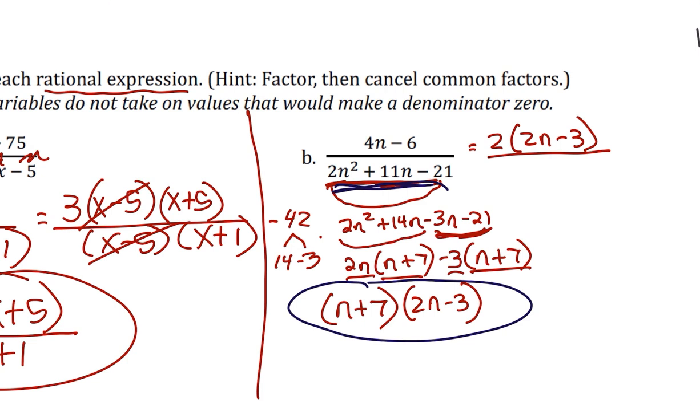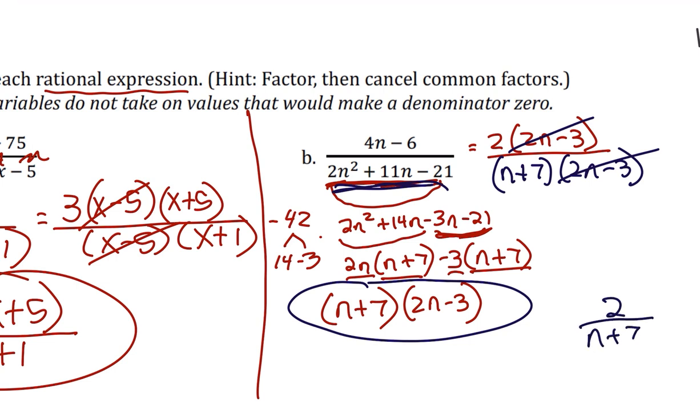Okay, so now I'm going to rewrite the denominator in the factors that it is. Makes no difference if I put the n plus 7 first or the 2n minus 3 first, but I just chose to do it this way, and 2n minus 3 cancels. So our final answer is going to be simply 2 over n plus 7.